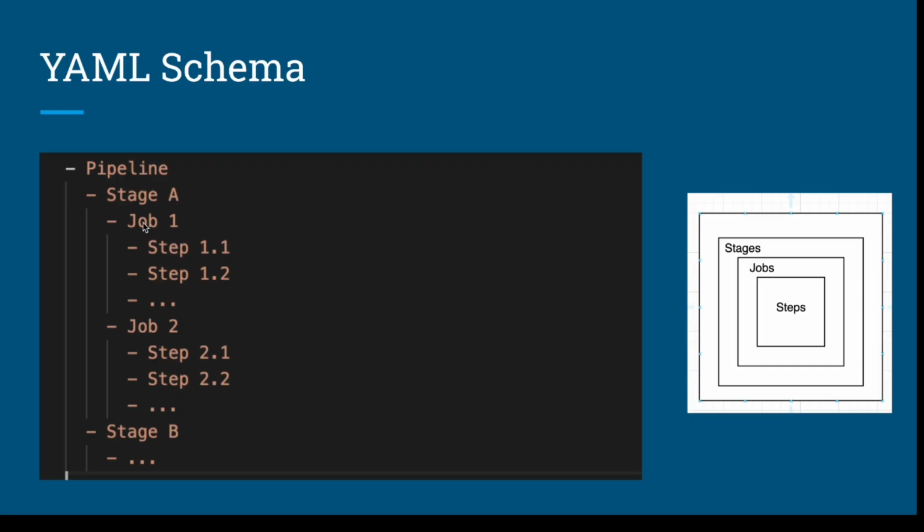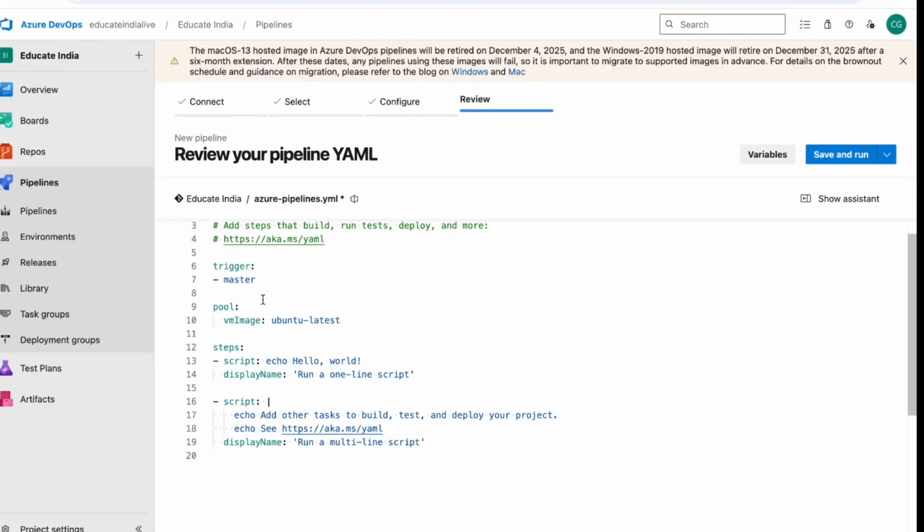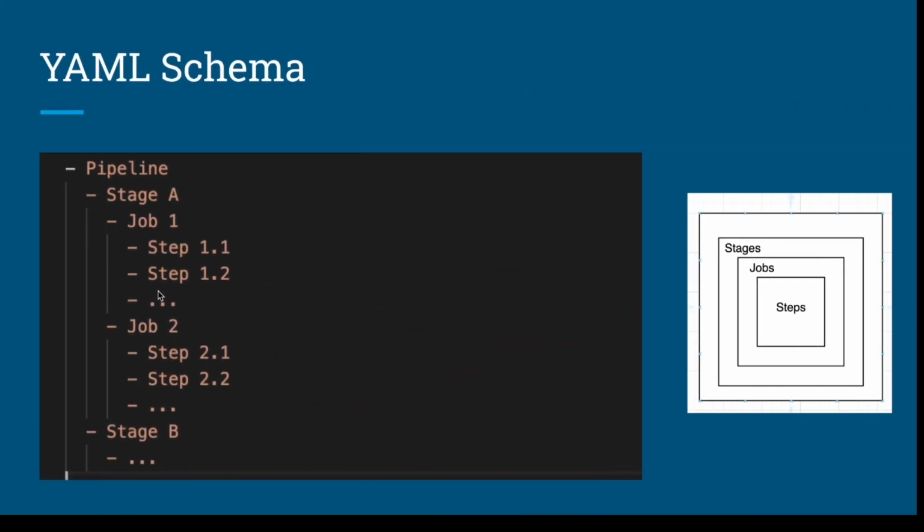We are calling it a job. I'll cover these concepts in upcoming videos, but here we are not going to discuss all those things. We are going to simply use the steps. We can also skip these things: if you don't want to create a stage or a job for a very basic pipeline, we can directly define steps.